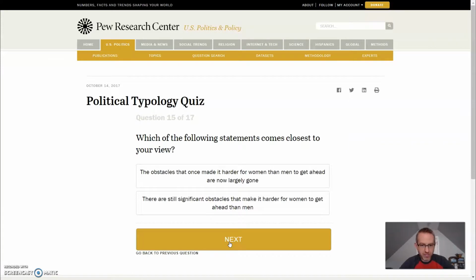Number 15, would you say the obstacles that made it harder for women than men to get ahead are now largely gone? In other words, women should be able to get equal. Pretty much there aren't that many obstacles. Or do you think there are still significant obstacles that make it harder for women to get ahead? Again, I think this is self-explanatory.